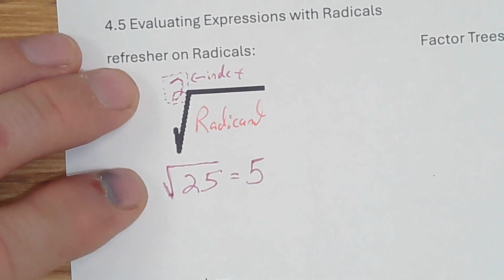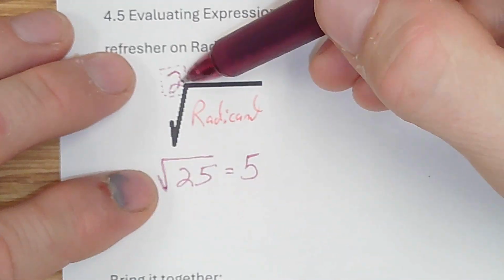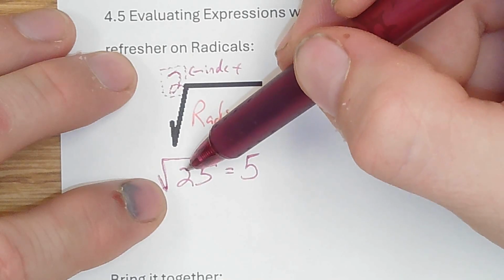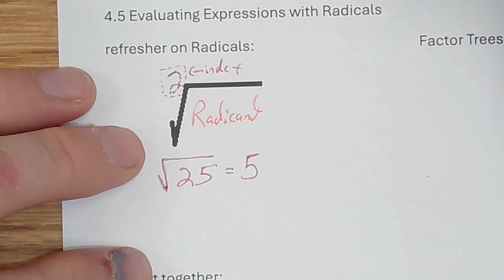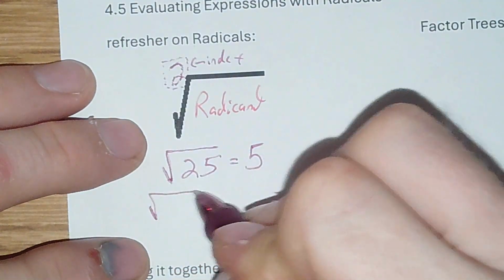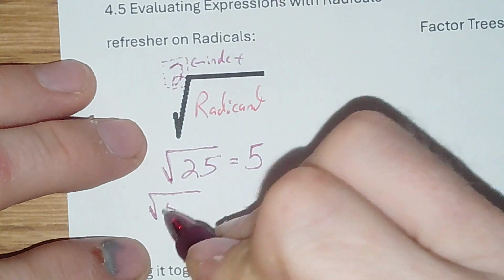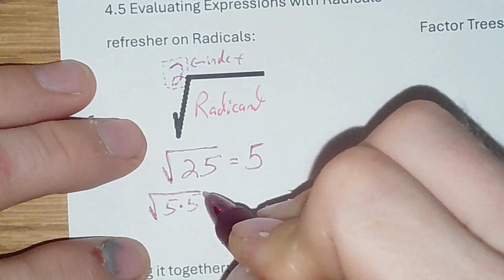It's asking, hey, what do I need to multiply by itself 2 times, because it's an invisible 2. What do I have to multiply by itself 2 times in order to get a 5? Another way to think of it is, I need to multiply something by itself 2 times. So 5 times 5 equals 25.